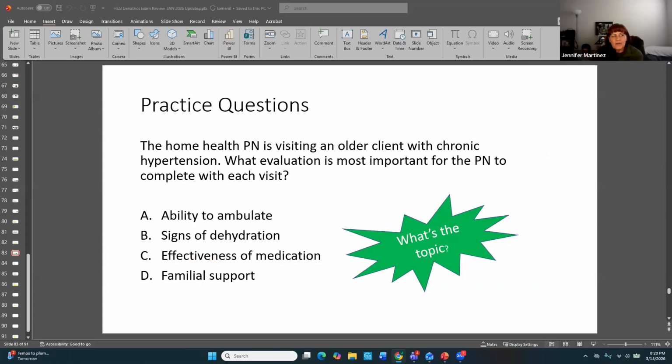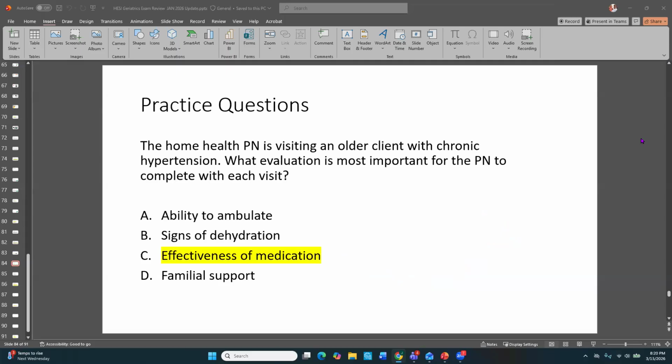All right, the home health PN is visiting an older client with chronic hypertension. What evaluation is most important for the PN to complete with each visit? A, the ability to ambulate, B, signs of dehydration, C, effectiveness of medication, or D, familial support. C. Yes, C. Very good. Want to evaluate the effectiveness of the medication.